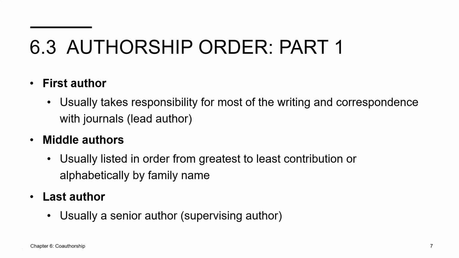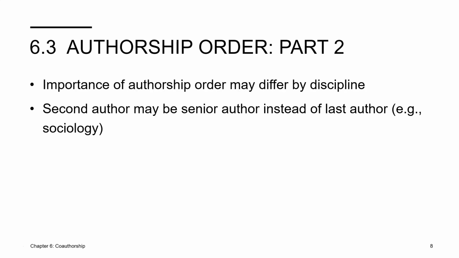In public health, typically, let's say you're writing a thesis for a master's program or a dissertation for a PhD program. The first author is the student doing all of the work, the student who's writing the thesis or dissertation. The last author, the senior author, is probably their dissertation supervisor. The middle authors may be the committee members that help on that project, and they can be ordered differently based on their contributions. As I just mentioned, the importance of authorship may differ by the discipline. The second author could be the senior author instead of the last author in some fields, such as sociology.